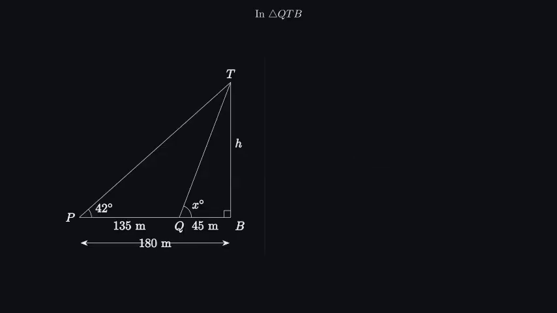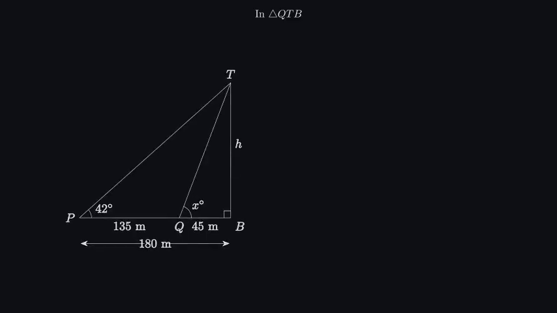Now from triangle QTB, the angle at Q is x degrees. The opposite side is still the height H, and the adjacent side is QB equals 45 meters. Substitute H equals 162.07. This gives tan of x equals 162.07 over 45 equals 3.6016.